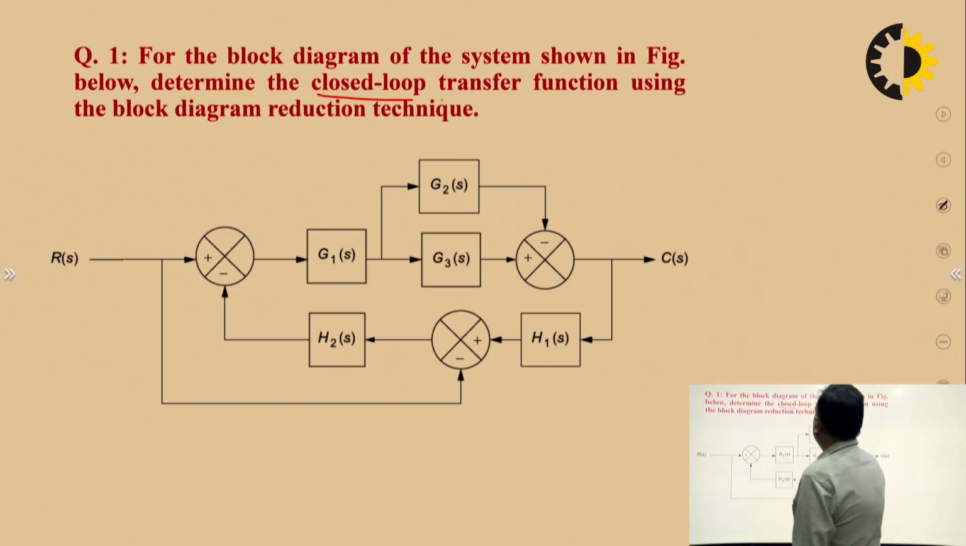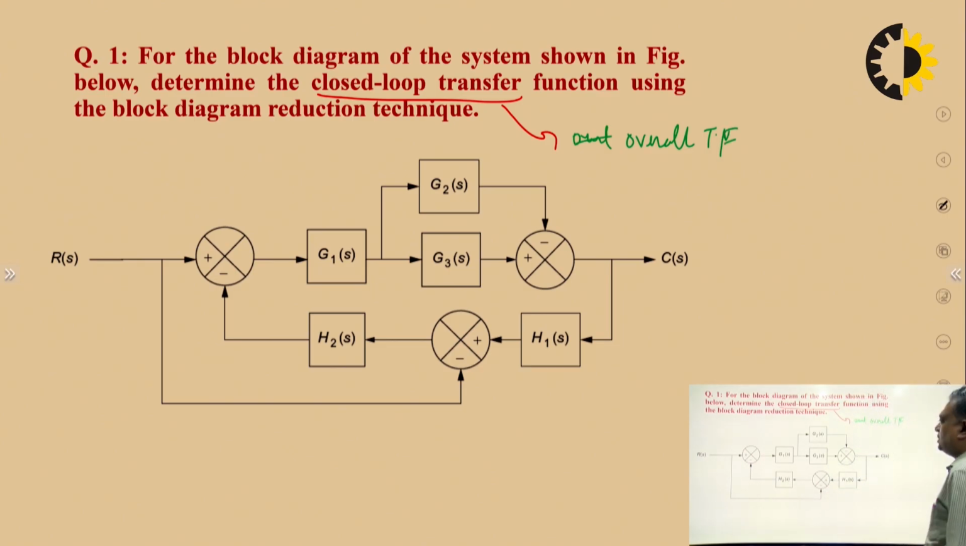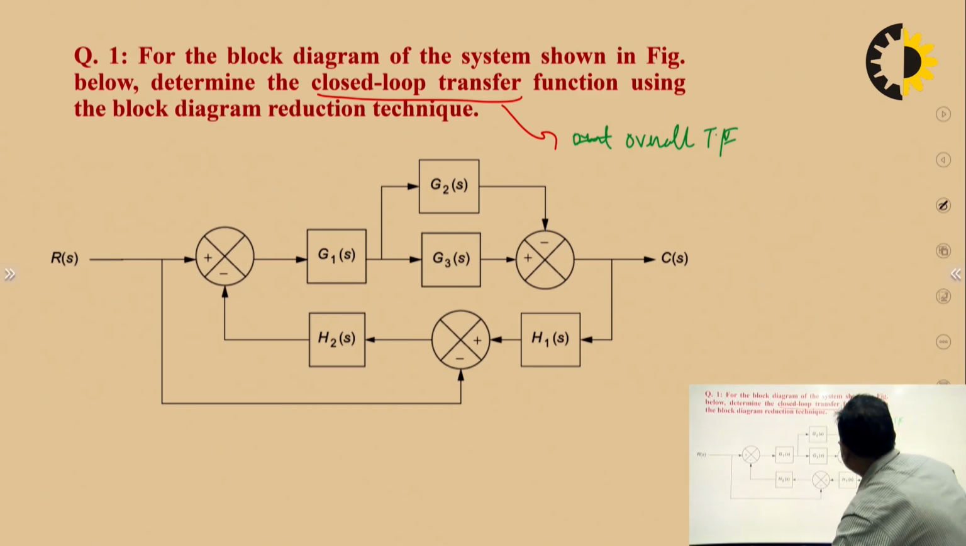Either we will call it the closed loop transfer function, or we can also call it the overall transfer function. Overall transfer function, both are the same thing. Okay, so now we will see how we will solve this. So this is the block diagram.